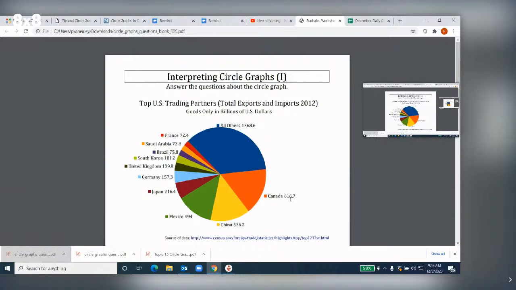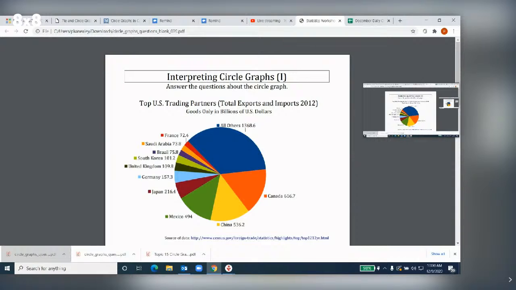So it'd be about $616 billion. Then you go over here, China. China's about 536. Mexico's 494. Then Japan, Germany, UK, South Korea, Brazil, Saudi Arabia, and France. And then all the other countries make up this number right here. If we added all these numbers up, you would get our total exports and imports with other countries throughout the world.